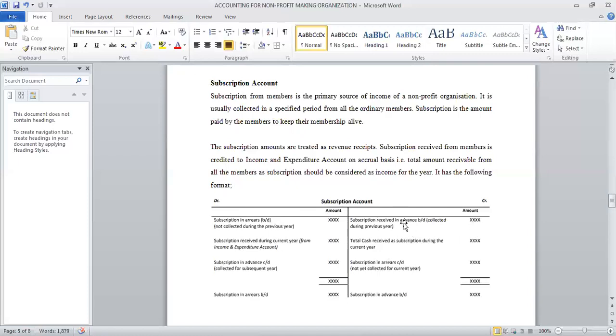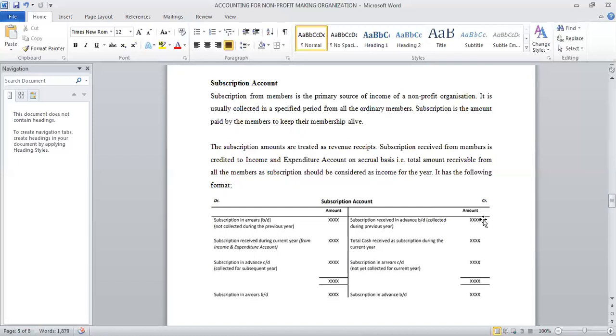Then let us talk about these two. This subscription is received in advance brought down. Remember, the previous year, some members had paid for their subscription even for the following year. So it was received the previous year, but it was meant for this current year. So we include it here. And then at the end of the current financial year, some members have not cleared their current subscription amount. So we put it here.